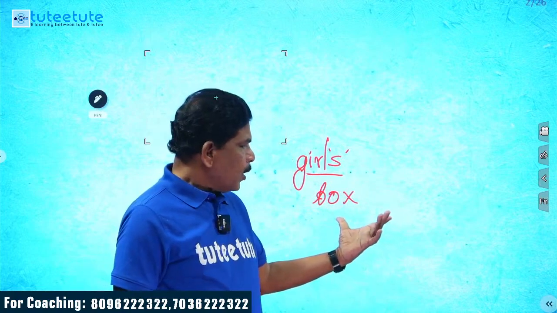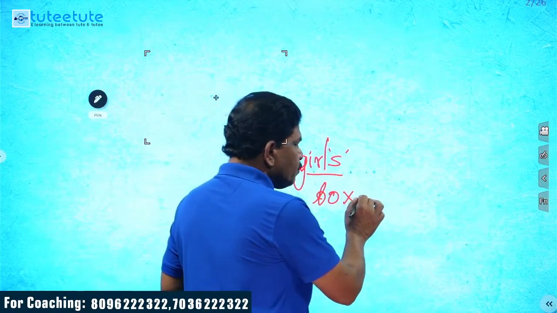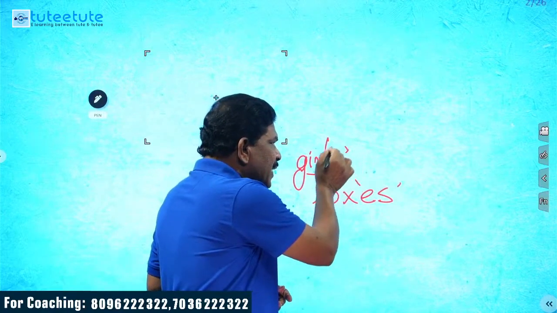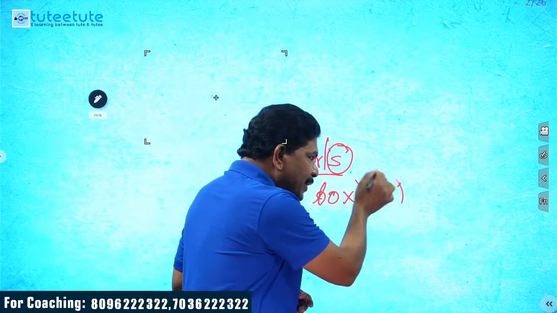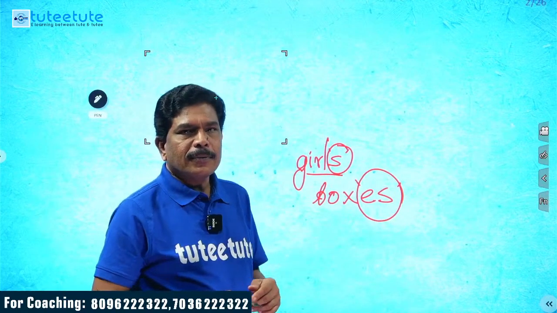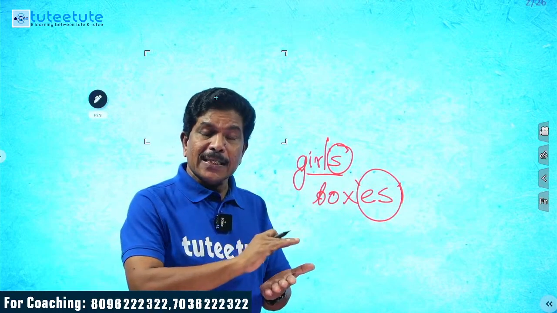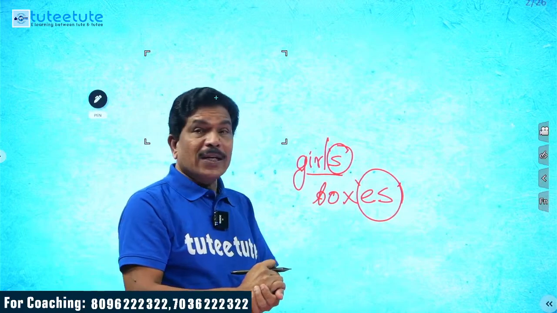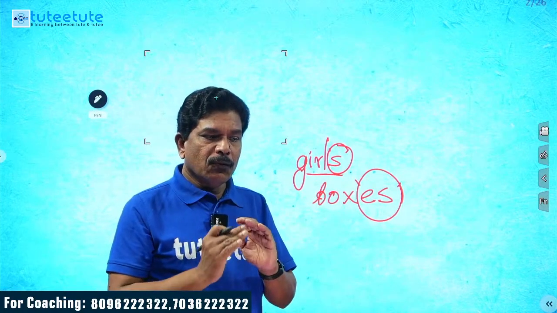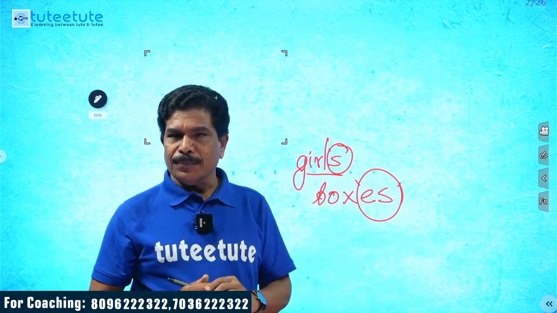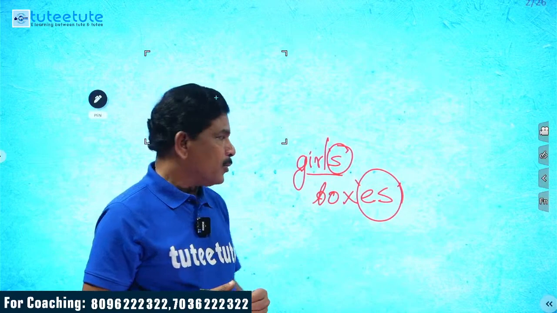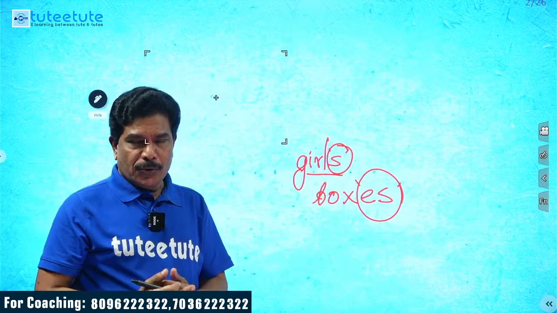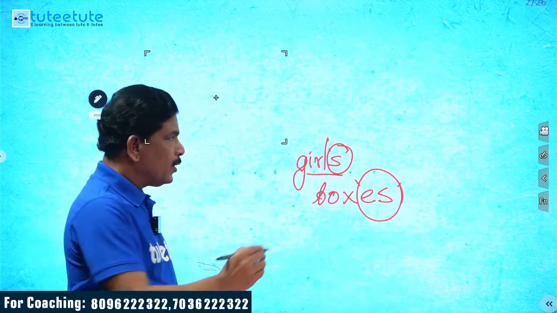Box becomes plural just by adding es. So adding s at the end of the noun or adding es at the end of the noun, this is how we change a singular English noun into plural. Whereas there are a few nouns which do not follow this pattern. There are borrowed nouns in the English language.